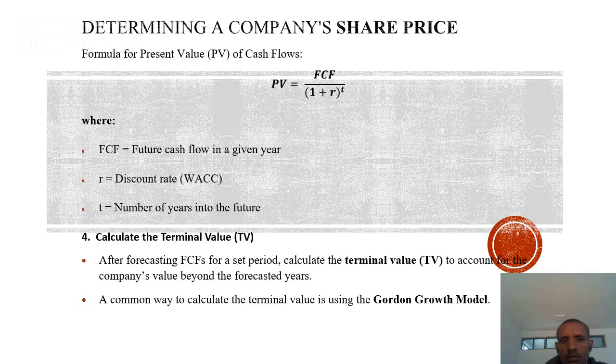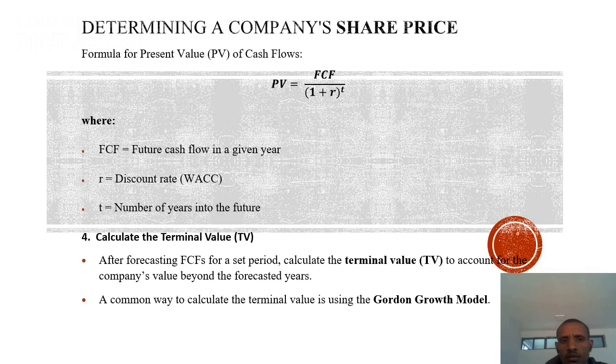To calculate the present value, PV, of cash flows, use the formula PV equals FCF divided by (1 plus R) to the power of T, where FCF is the future cash flow in a given year, R is the discount rate, WACC, and T is the number of years into the future.